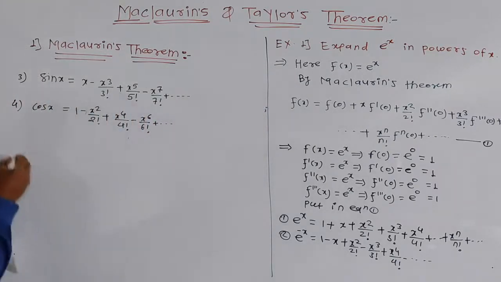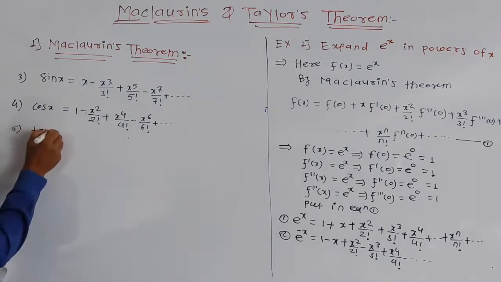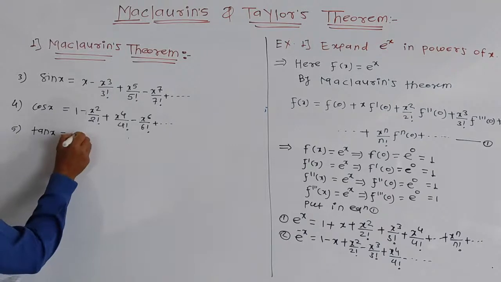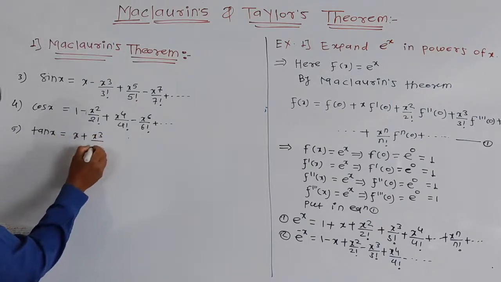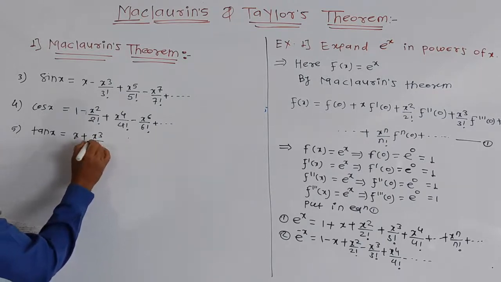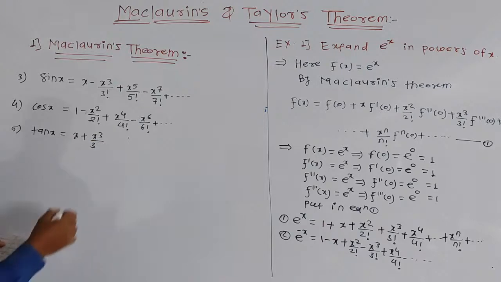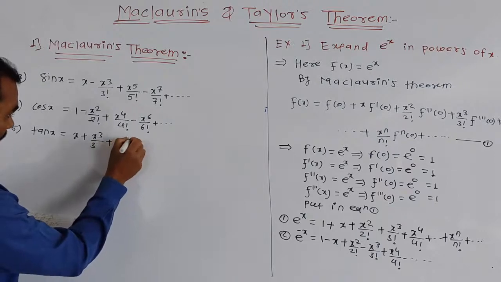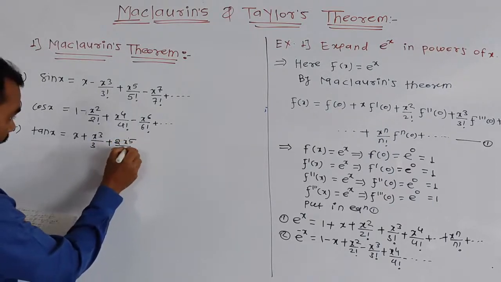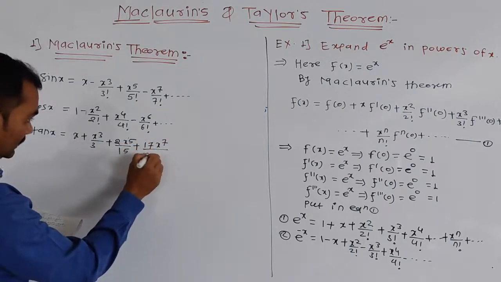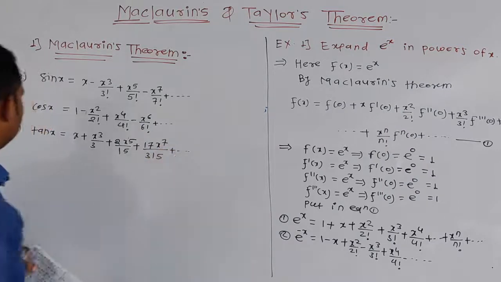Then the next, 5, the series of tan x. The series of tan x is x plus x cube upon 3, sorry, x cube upon 3, not 3 factorial. The series of tan x: x plus x cube upon 3 plus 2x raised to 5 divided by 15 plus 17x raised to 7 divided by 315 plus dot dot dot. This is the expansion of tan x.